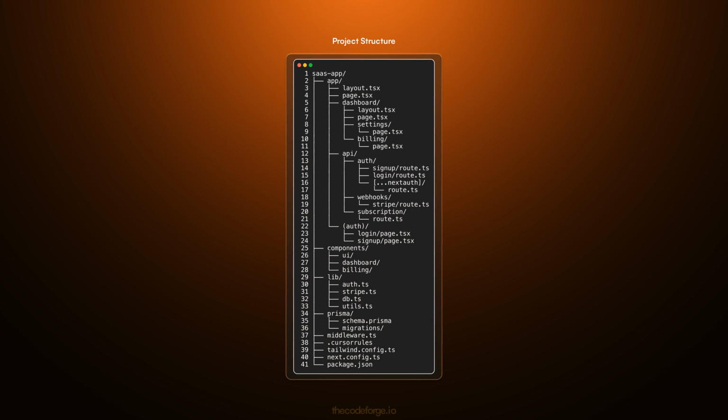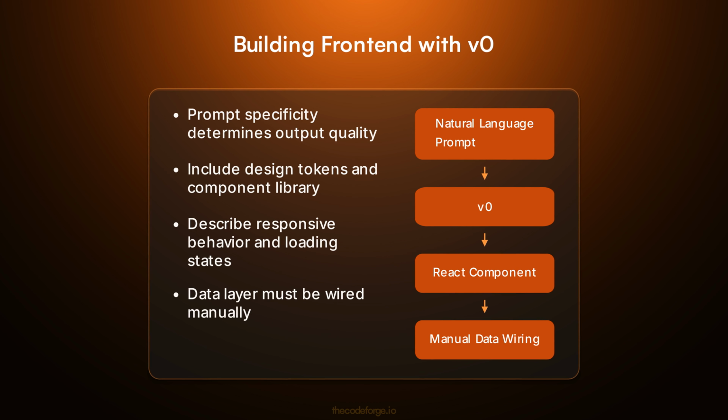V0 generates production-quality React components from natural language descriptions. The key is prompt specificity: include design tokens, component library, and responsive behavior. However, the data layer (fetching, caching, error handling) must be wired manually.